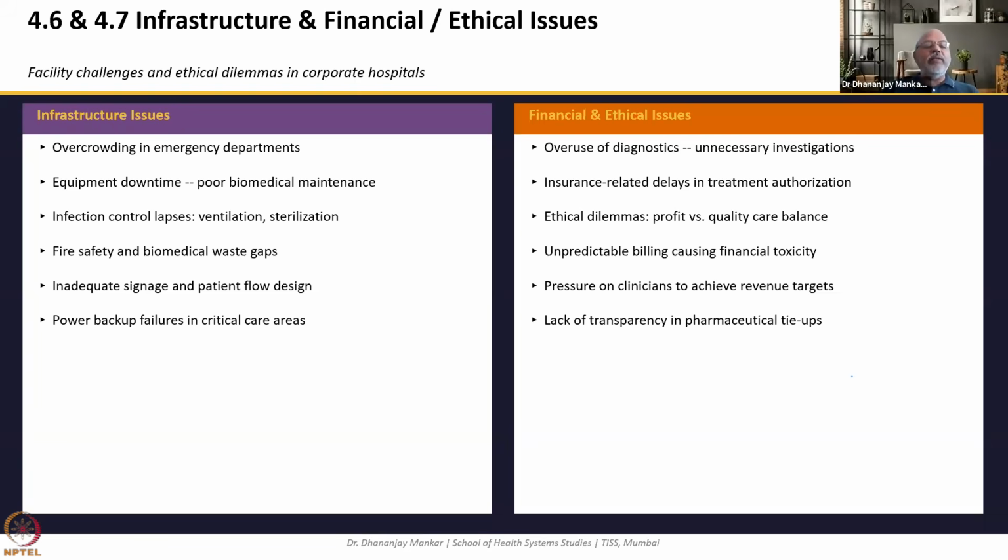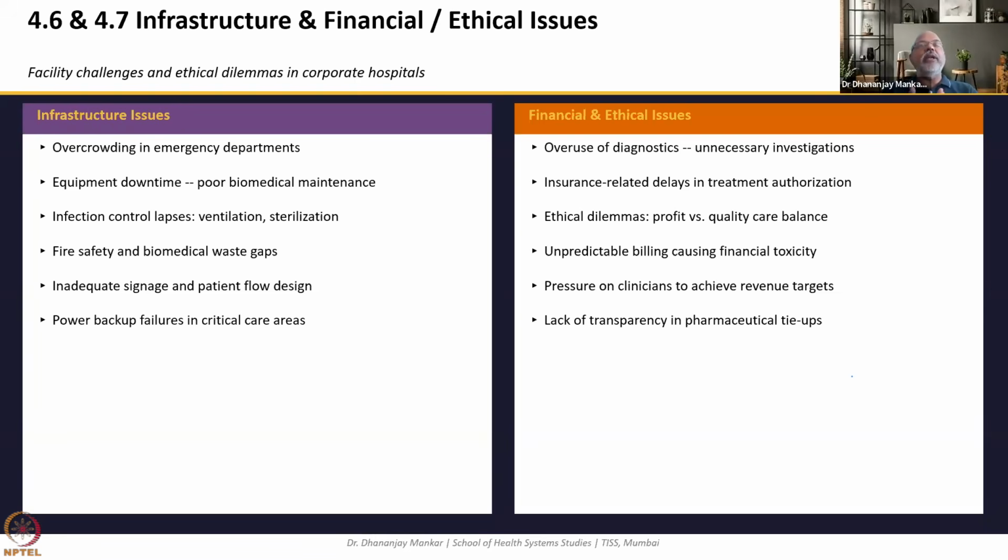So you may find a lot of infrastructure issues contributing to this: fire safety, inadequate signages and patient flow, which are major reasons for improving healthcare communication and compliance, or sometimes power backup failures, which majorly affect critical care services in the hospital. Financial part: overuse of diagnostics and unnecessary investigation, which is a very poor and bad practice.